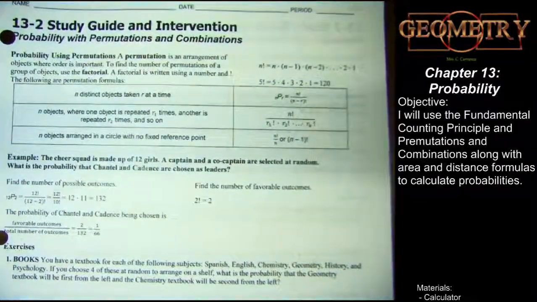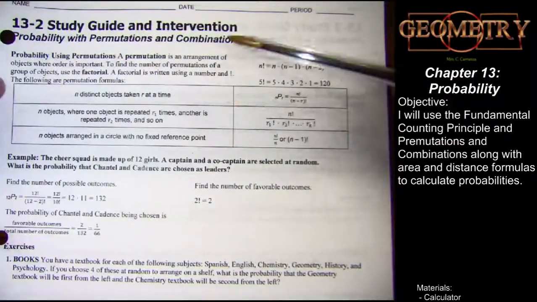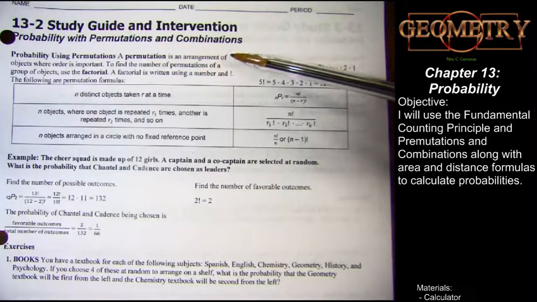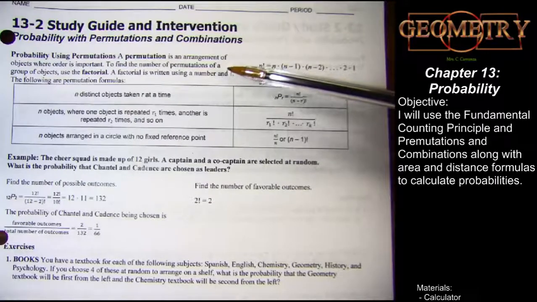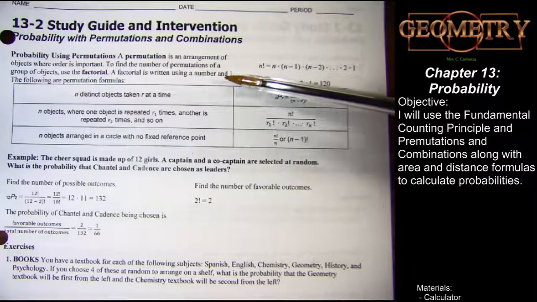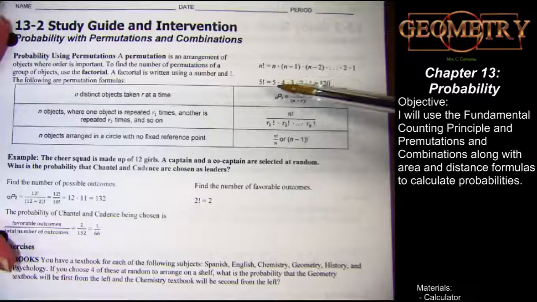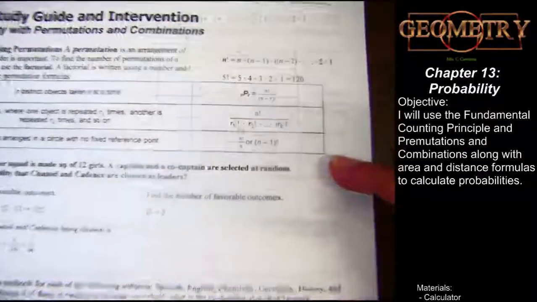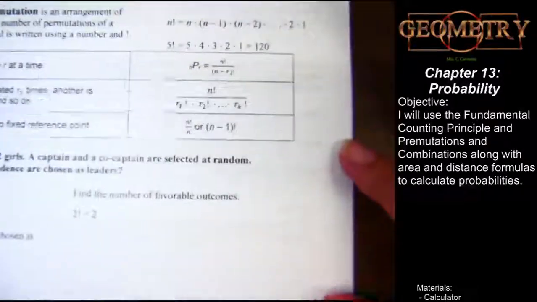Probability, we're going to start with permutation and combination. Permutation is when we're arranging objects and they have to be in a specific order, like books in a library have to be in alphabetical order. To find the number of permutations of objects, we're going to end up using this new number thing.